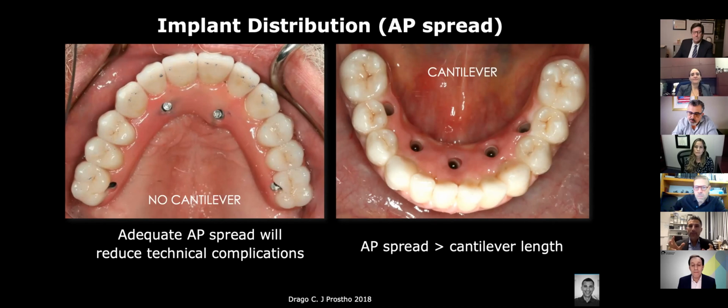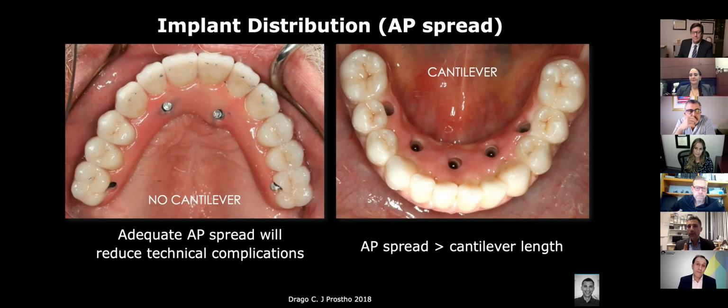Thank you, Waldemar, for showing us the current evidence regarding the number, and connecting this with the distribution of the implants. And this clearly illustrates that the distribution plays a more significant role than the actual number of the implants. And why does the distribution of the implants, or anterior-posterior spread, AP spread as we call it, play a role? Cantilevers. So many longitudinal studies have shown that adequate AP spread will definitively and evidently reduce technical complications and overloading of the implants.